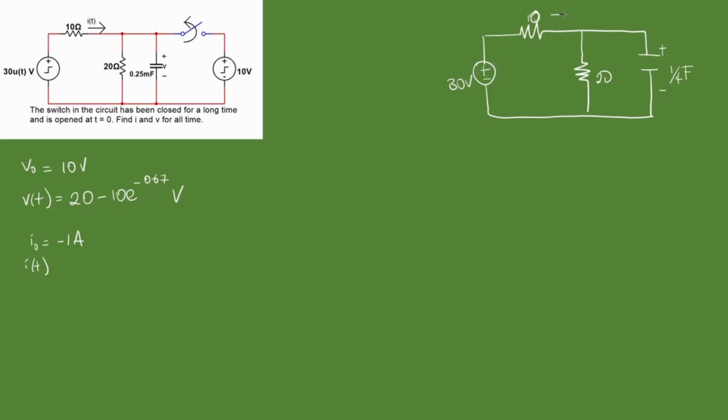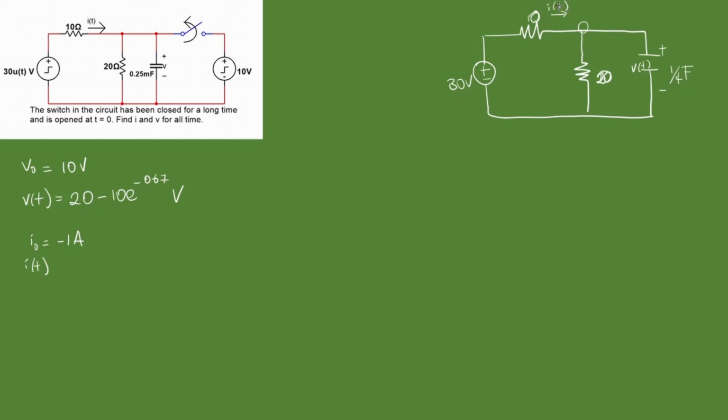We have I of t flowing in this direction. We have the expression for this voltage, V of t. Just repeating it. I should write more clearly. Alright, so what are we going to do? We're going to make use of Kirchhoff's current law, which means that we're going to analyze this node, to be able to find this. This is I of t. And we're going to work backwards.